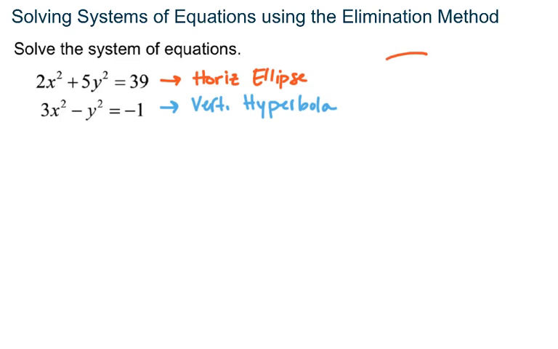So let's think about what that would look like. I'm going to draw a horizontal ellipse. And essentially, I could maybe have some vertical transverse axis hyperbola, which looks like this. How many possible or maximum solutions is this going to give me? There are 4 points of intersection. We're going to have 4 solutions, or rather 4 ordered pairs.